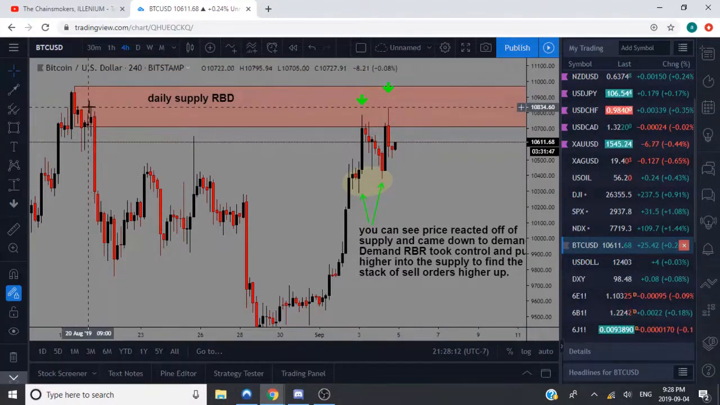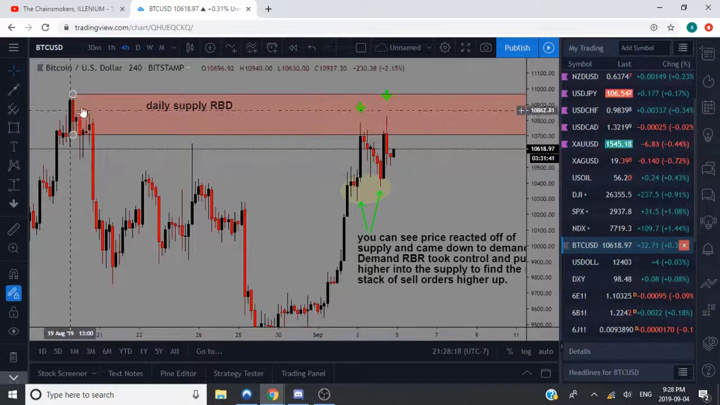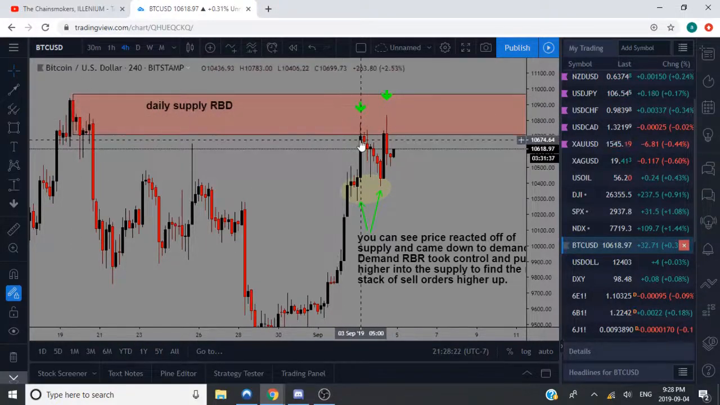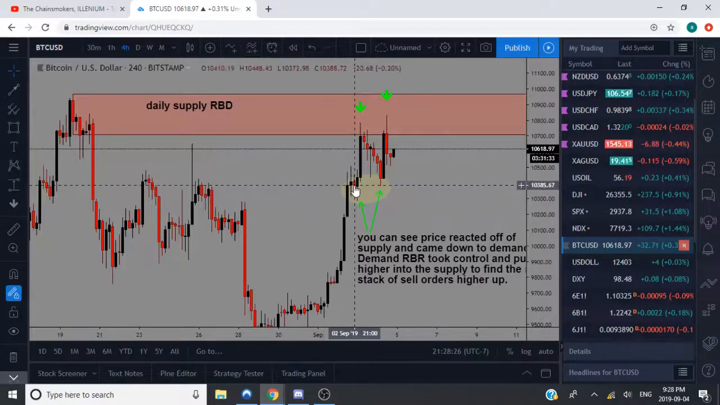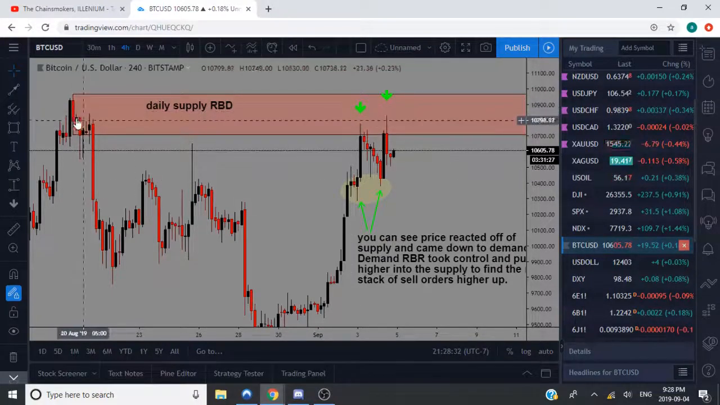Somebody mentioned that they were trying to sell. And I said, yeah, that's totally cool and all. You're trying to sell Bitcoin. It's coming up into daily supply, nice supply up in here. We can see how price rallied up into it and came back down. But what did it come back down into? It came into that 4-hour rally-base-rally demand. That was cutting any profit margin from up here into the supply zone.